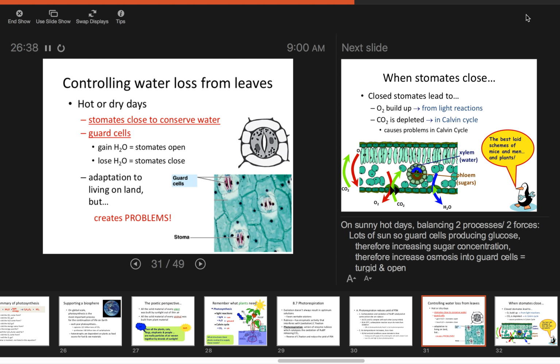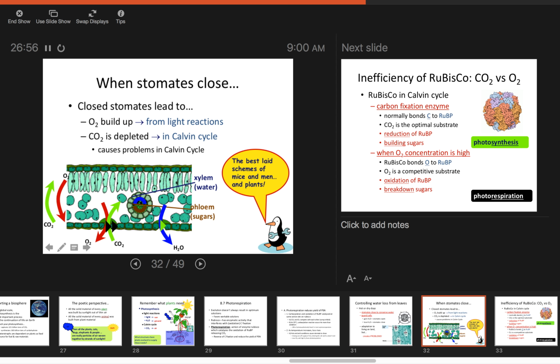Okay. So this is an adaptation to living on land, but it does create some problems because they're like, oh my gosh, we're losing water. I got an idea. Let's just close this. And then we'll further prevent water vapor from escaping or coming in. Okay. So when stomata close, you get that oxygen built up inside the leaf from those light reactions. Your CO2 gets depleted because you're not taking in any more CO2 to enter the Calvin cycle.